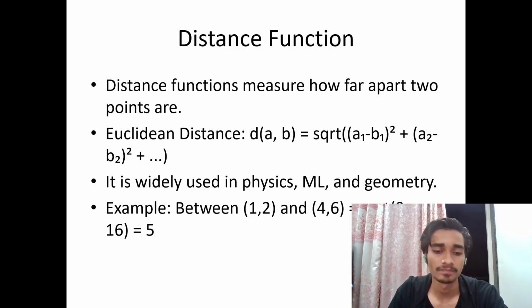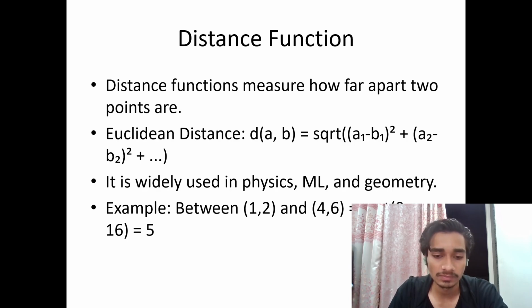which is the distance function. The distance function tells us how far apart two vectors or points are in a space. The most commonly used one is the Euclidean distance, which is similar to the norm, just applied to the difference between two vectors, which we have learned in the previous slide. The Euclidean distance has the formula d(a, b) equal to square root of (a1 minus b1) whole square plus (a2 minus b2) whole square till n. It is widely used in physics, ML and geometry.